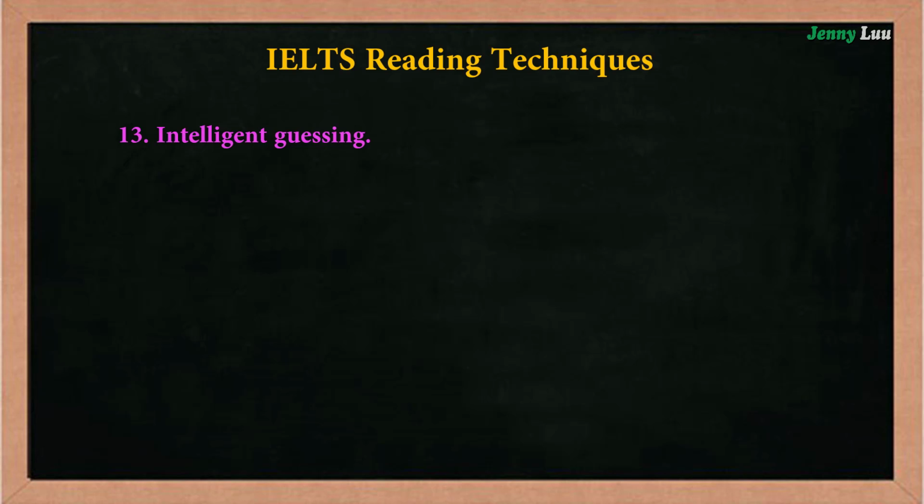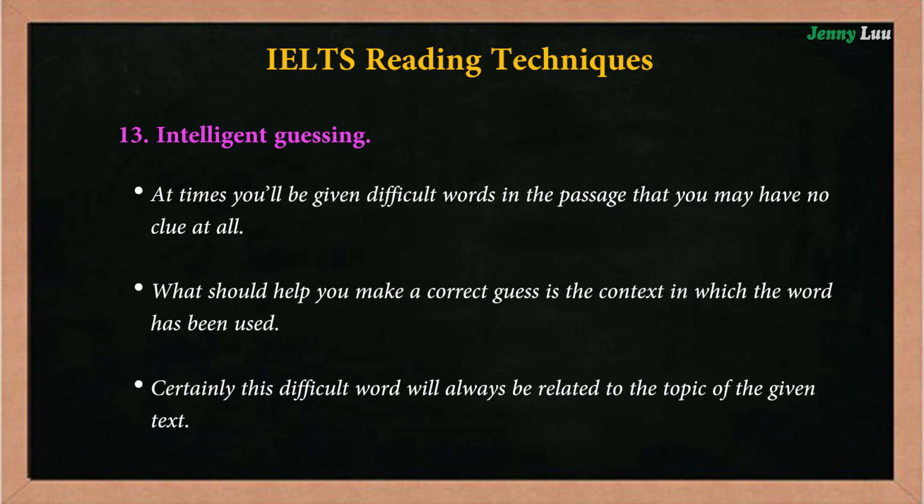Intelligent guessing. At times, you'll be given difficult words in the passage that you may have no clue about at all. What should help you make a correct guess is the context in which the word has been used. Certainly, this difficult word will always be related to the topic of the given text.